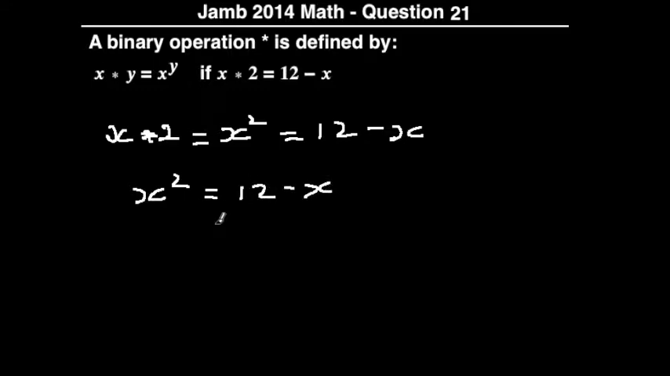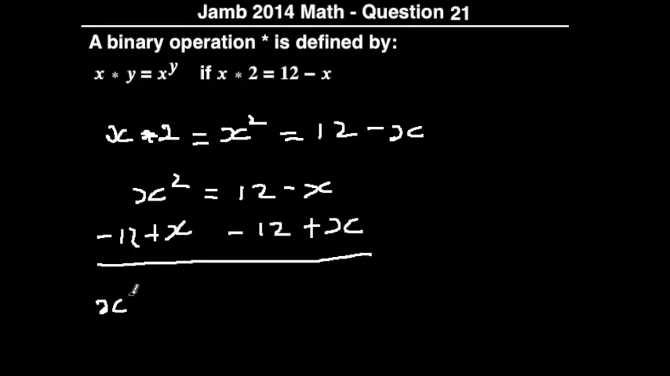We can rewrite this as a quadratic equation. All we're going to do is add minus 12 plus x to both sides. And what we get is x squared plus x minus 12 is equal to 0. Now this is a quadratic equation which we can solve by factorization.